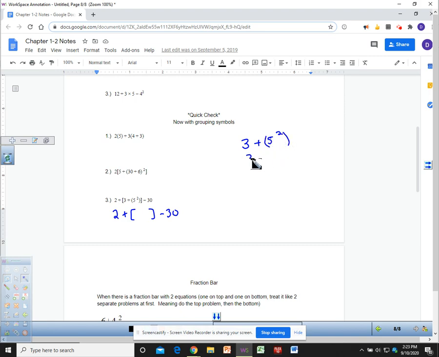5 squared is going to give me 25. And then that's going to give me 28. So 2 plus 28 is going to give me 30. Minus 30 gives me 0. And that would be how order of operations works.